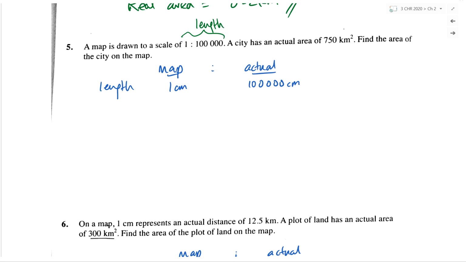Alright, then make sure you have the same template, map versus actual. And you write down the length at the side. This is important. Moving on. After I've done the length scale, 1 cm to 100,000 cm, what should my next step be?